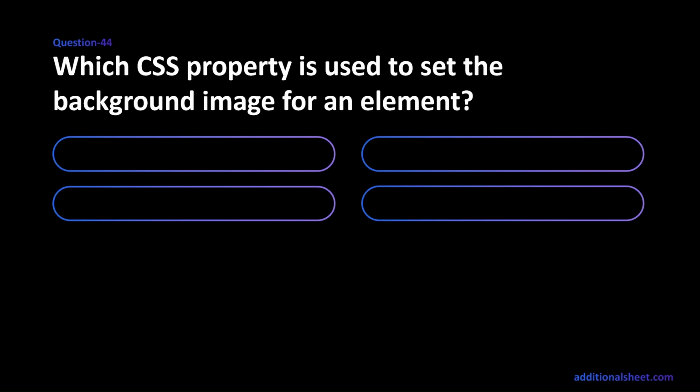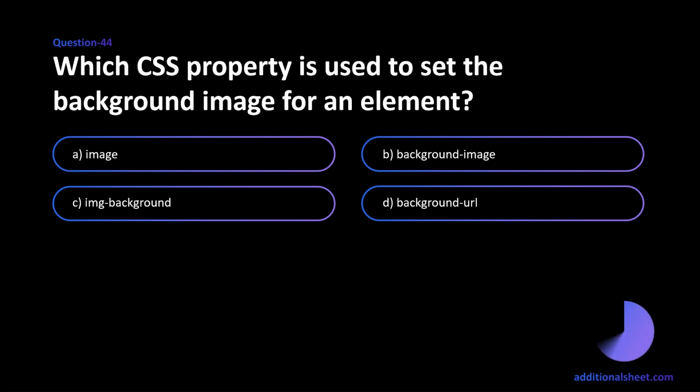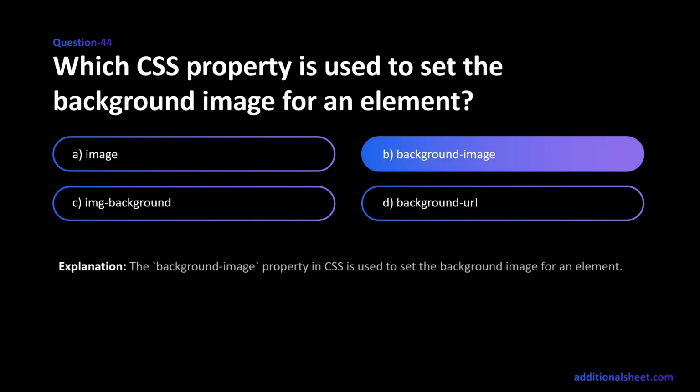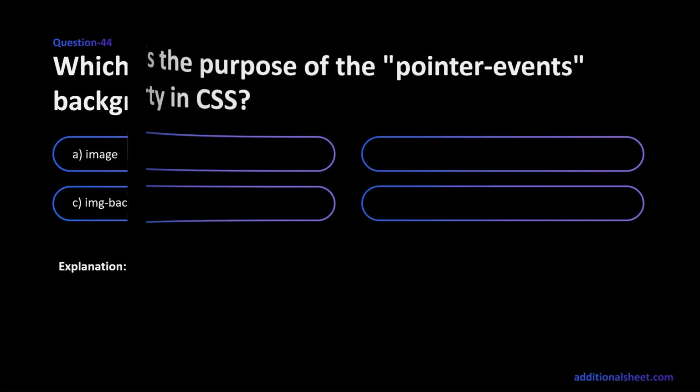Q44. Which CSS property is used to set the background image for an element? Options are A. image. B. background-image. C. img-background. D. background-url. Correct answer is option B. The background-image property in CSS is used to set the background image for an element.